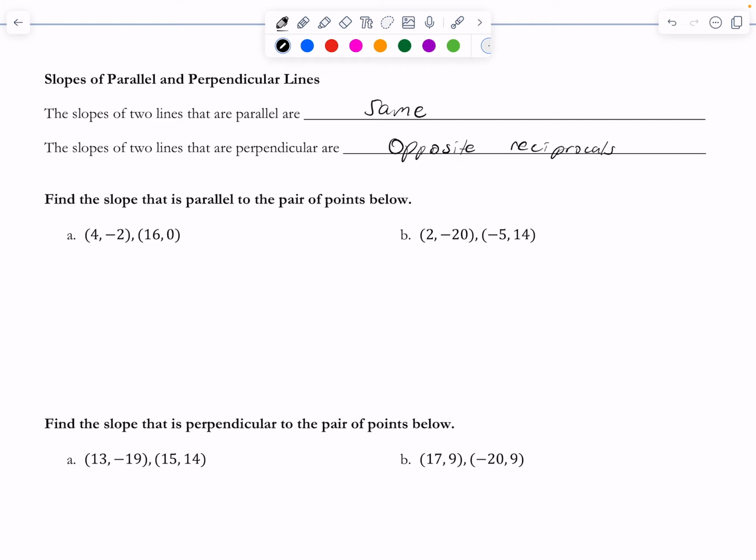So what that means is we're going to make the sign the opposite. So if it wasn't negative, it becomes a positive. If it wasn't positive, it becomes a negative. And then reciprocal means we're going to take the fraction and flip it. So if it is not a fraction, you need to write it over 1 and then flip that, so it's 1 over that number.